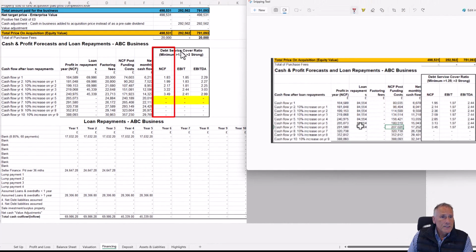Now, looking at the debt service cover ratio of this new arrangement here, our net cash flow debt service cover ratio has reduced from what we had before, but it's still a good ratio of 1.83. Under EBIT it is 1.85, or EBITDA 2.29. And by year 2, we're just around about the 2 mark, which is a good level to aim for. And then it goes over the 2 in the following years thereafter.